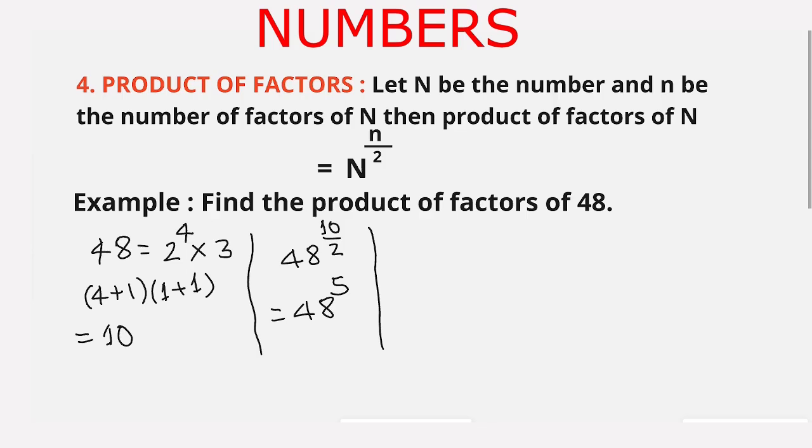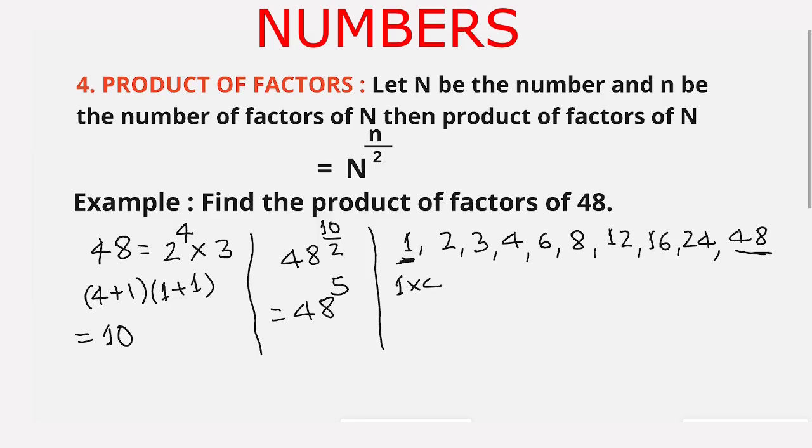The factors of 48 are 1, 2, 3, 4, 6, 8, 12, 16, 24 and 48. These are 10 factors of 48. Now if we start making pairs of it, we take first this 1 and the last number 48. So 1 multiplied by 48 is 48. Now we take 2 and 24.